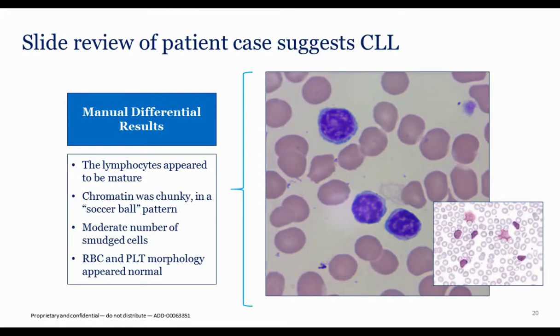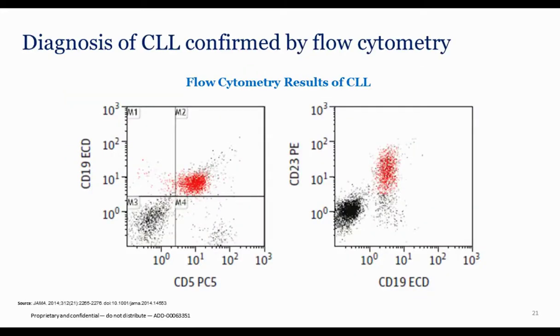Looking at these lymphocytes, we notice that the chromatin pattern is somewhat chunky. It's been described as having a soccer ball pattern or even a leopard skin pattern. Again, numerous smudge cells when we make a peripheral blood smear, and the RBC and platelet morphology on this particular slide is normal, and that's really consistent with CLL.